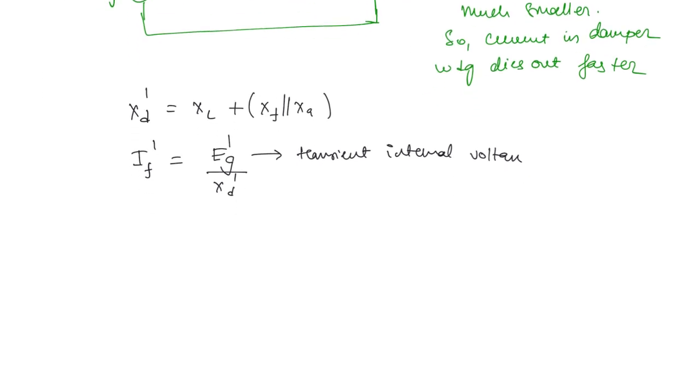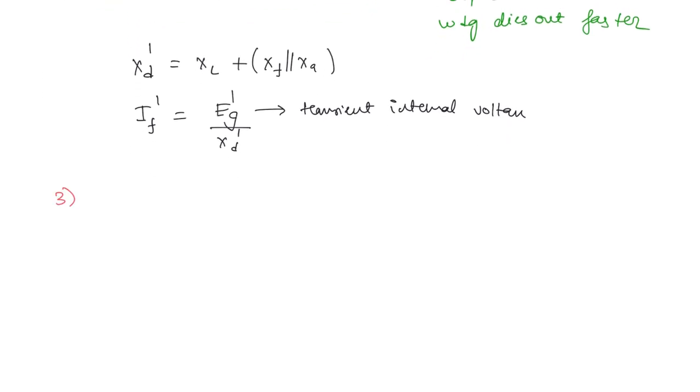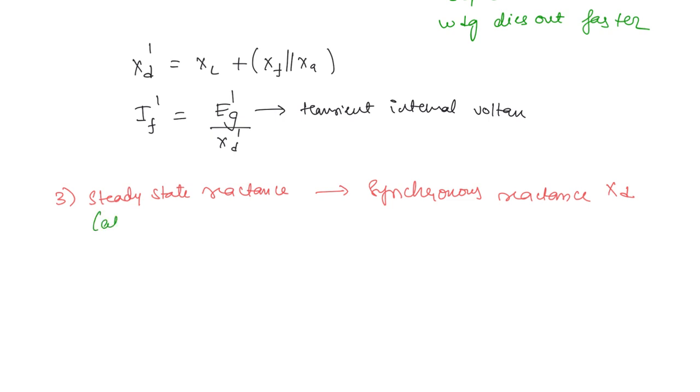Okay. And finally we have the steady state. So this is the steady state reactance, which is called the synchronous reactance, represented as Xd. Okay. So this will occur after a few more cycles. So basically the current in field winding also will die out. That period is called the steady state period. Okay. So the circuit is going to be like this.